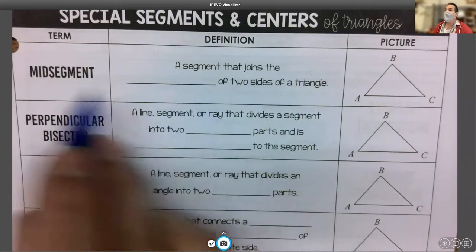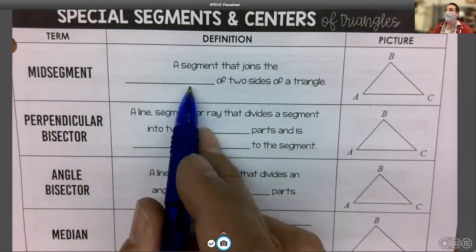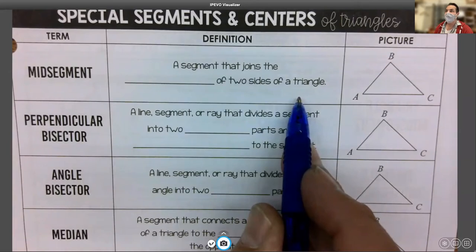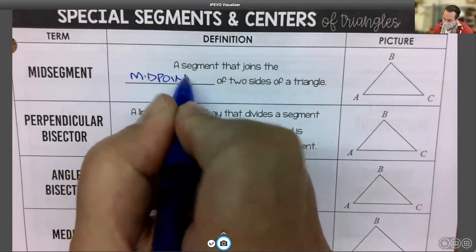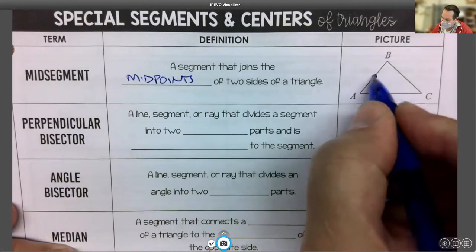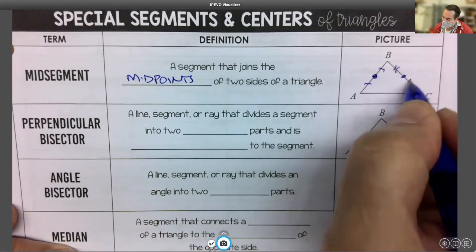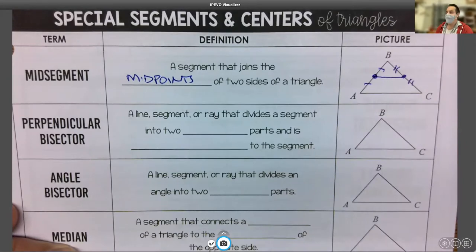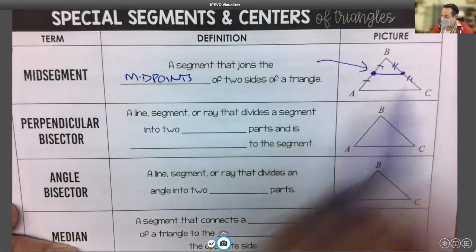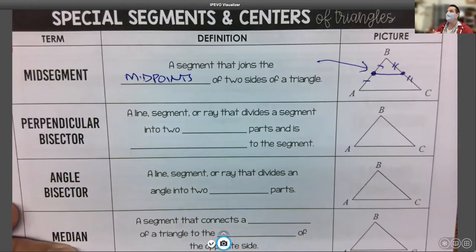Okay, we're going to start with a midsegment. This is the last one we just talked about. A midsegment joins the midpoints of two sides of a triangle. And again, that means that we're creating a midpoint here and a midpoint there, and we're connecting those. That is a midsegment. We'll talk on the next page about the features and attributes. This page is just about identifying them.